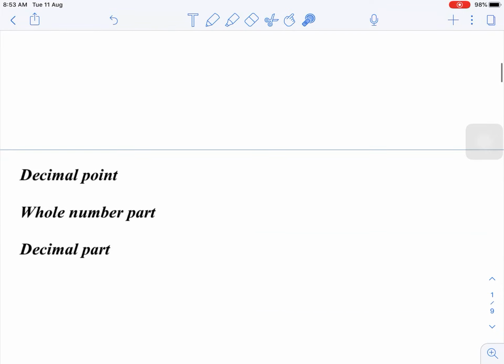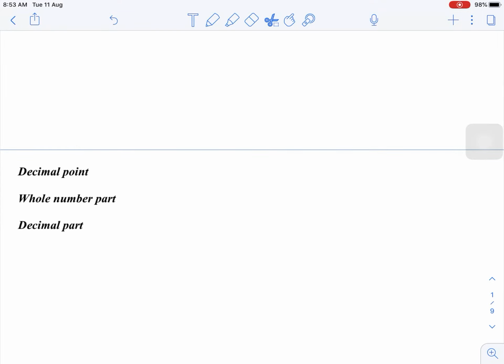The numbers which are expressed in decimal forms are called decimal numbers. Now for example, if we have a number 54.67, this number is expressed in terms of decimal form, that is a point is present in between, so such a number is known as decimal number.